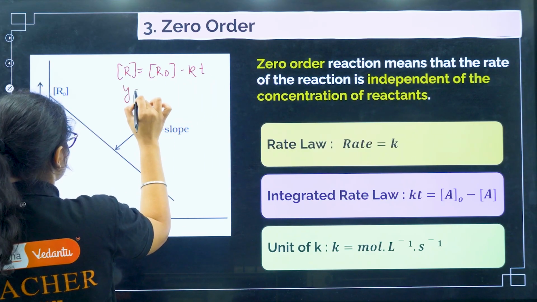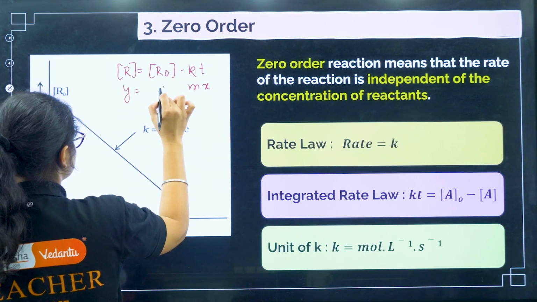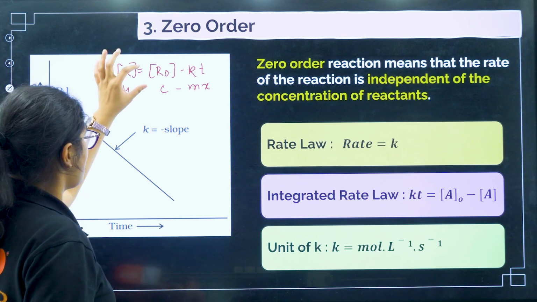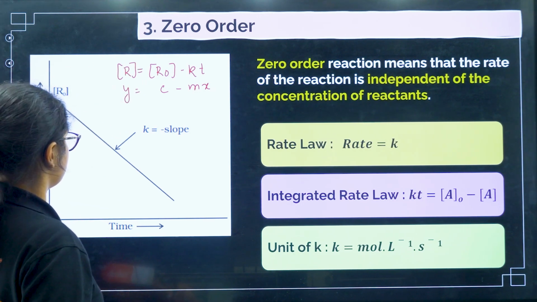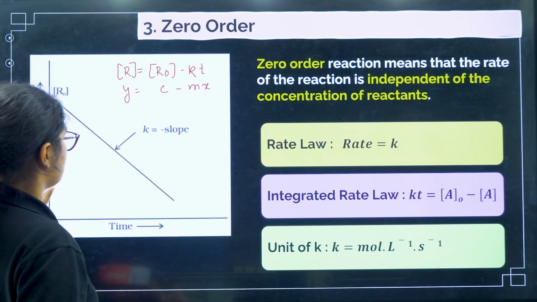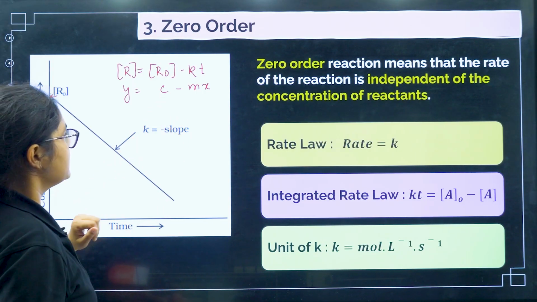So this is Y, this is M, this is X, and this is C, right? You can see here the R naught value is where this line cuts the Y axis. Then you have time here and concentration here, so the slope is minus K.